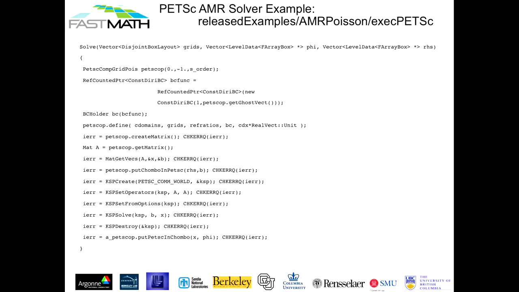The first few things are disjoint box layout, level data is FRA boxes, there's phi and its right-hand side, and I build a PETSc op, and I have boundary conditions, but then at some point here it transitions and starts looking like PETSc. There's KSP create, KSP get options, KSP solve, right? Those are all PETSc functions. And there's the last operation, which puts PETSc into Chombo, and takes the X vector that did the solve out of the vec and puts it back into phi. And phi was the level data FRA box.